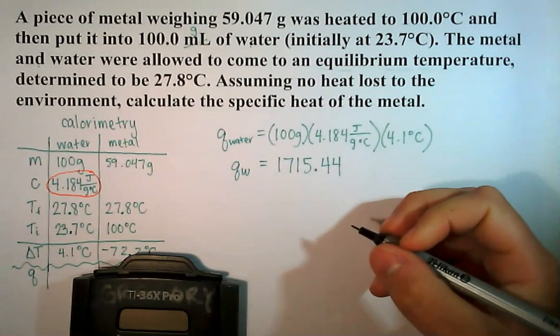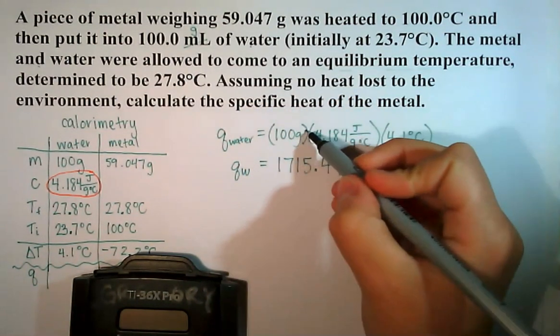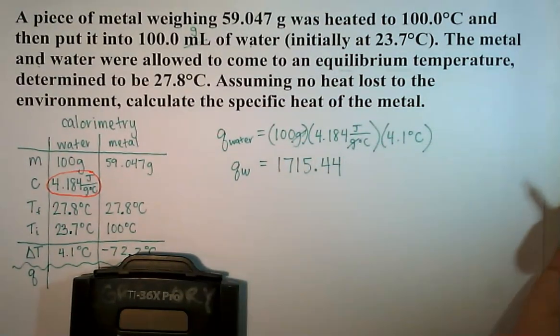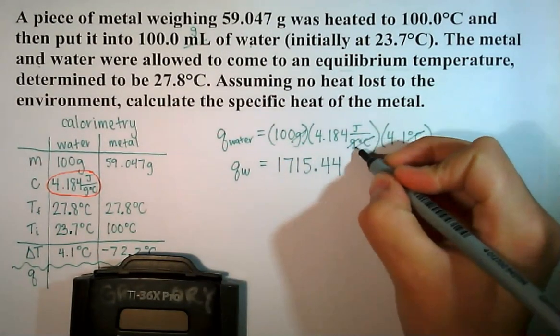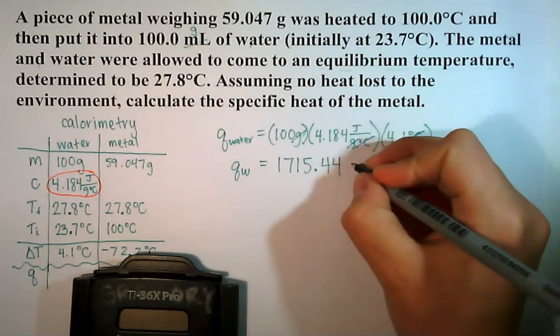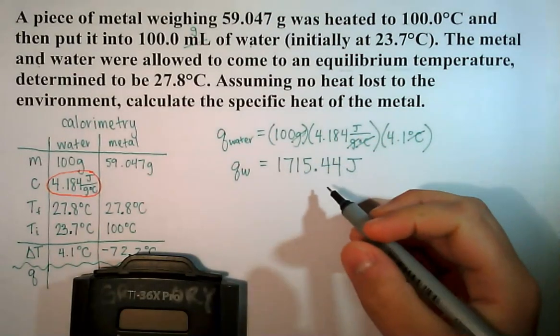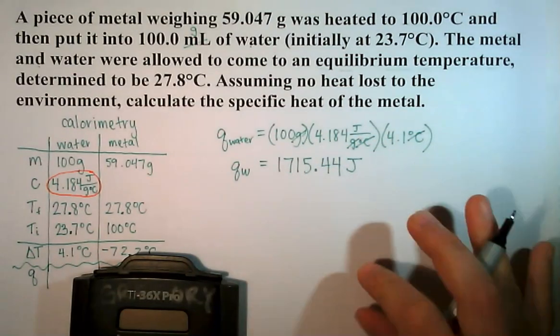Now I just need to figure out my units. Grams are going to cancel because I have 1 in the numerator, 1 in the denominator. Degrees Celsius is the same way, so my units are just joules, which makes sense. That is a unit of heat energy.